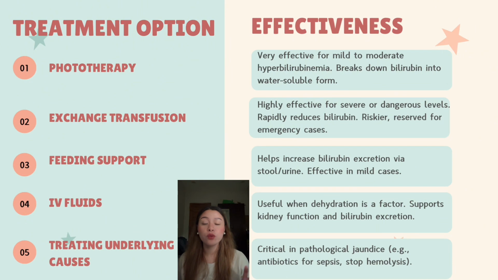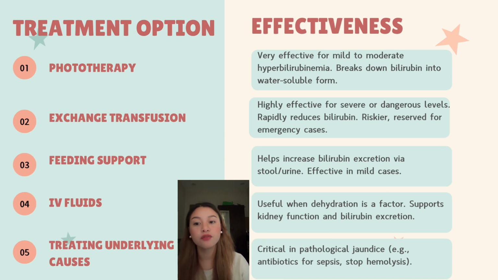And now I will be evaluating the various treatment options and their effectiveness in managing neonatal jaundice. The first treatment option is phototherapy. It is very effective for mild to moderate hyperbilirubinemia and breaks down bilirubin into a water-soluble form. And next is the exchange transfusion. This is highly effective for severe or dangerous levels and rapidly reduces bilirubin, but it is riskier and reserved for emergency cases.